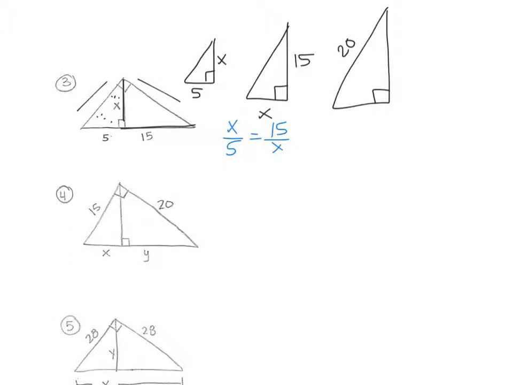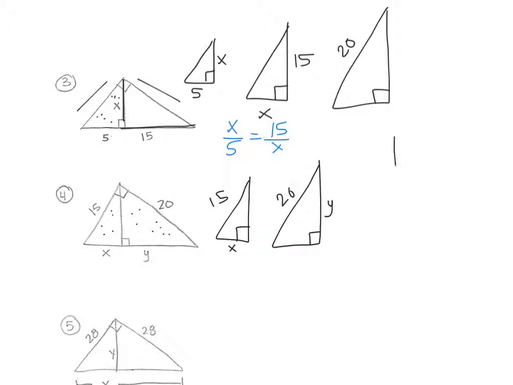Okay, the next one I'm going to draw the small triangle. The hypotenuse is 15 and the short side is x. Then the medium triangle, the hypotenuse is 20 and the long side is y. And then the large triangle, the hypotenuse is x plus y. The short side's 15 and the long side's 20.